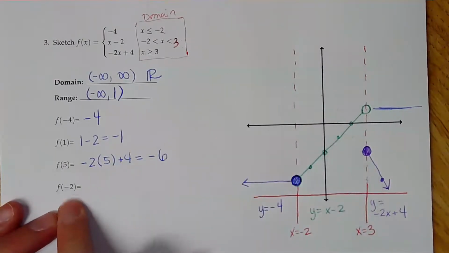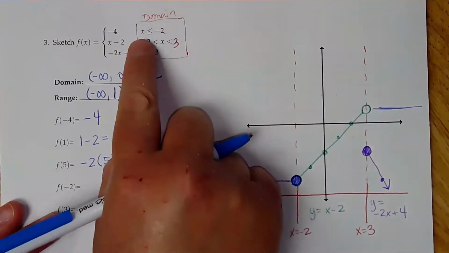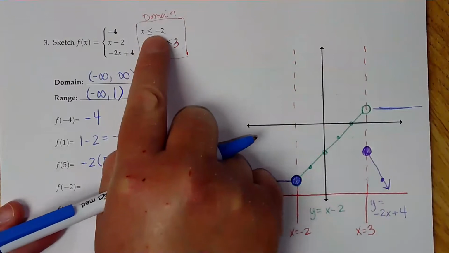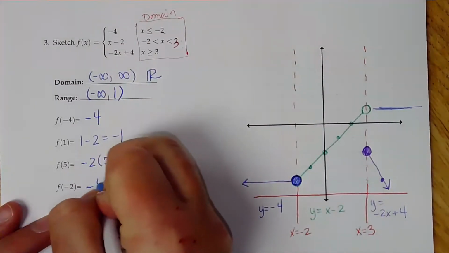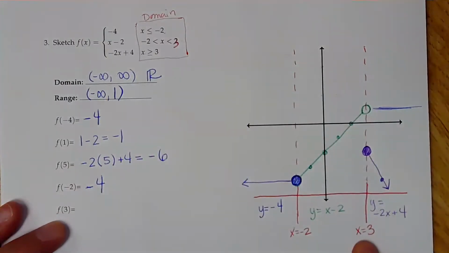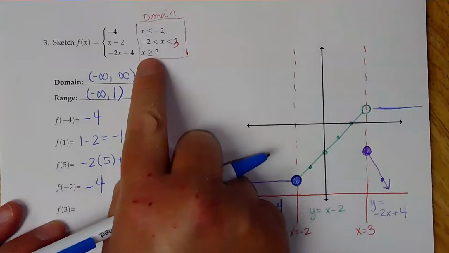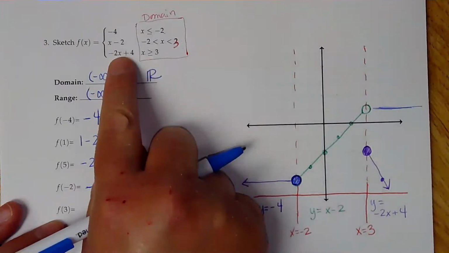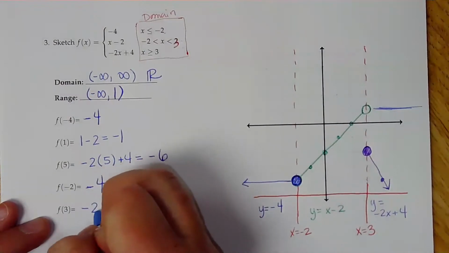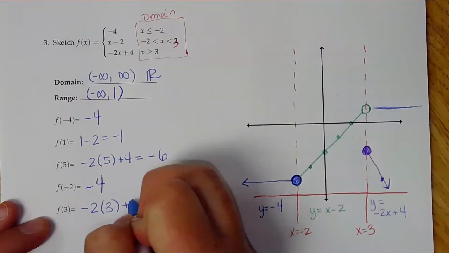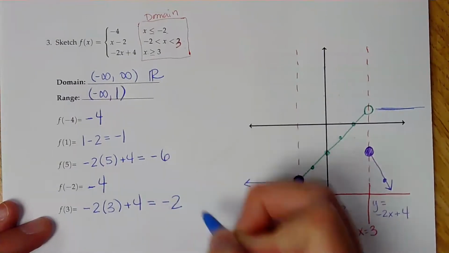And then f of -2 is on my fence line. So if it's on my fence line, I need the one that says equals to, which is here. So that'll be -4. And then my other fence line is at 3. And the equals to 3 is here. So I get -2x plus 4, and I'll plug 3 in there. That is -6 plus 4, so I get -2.